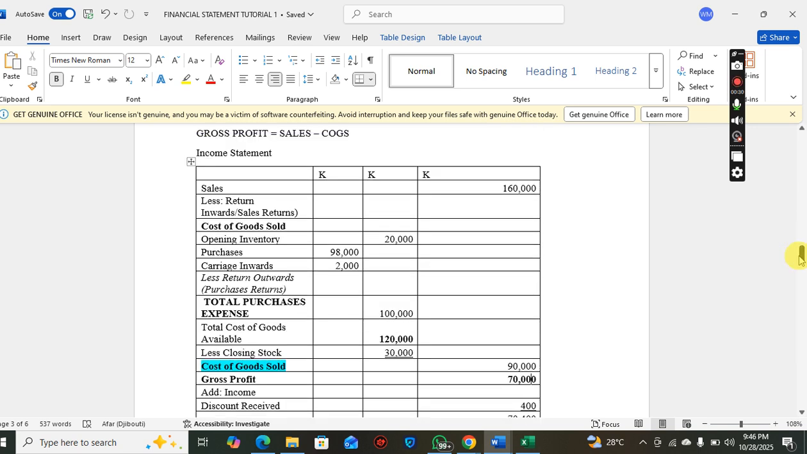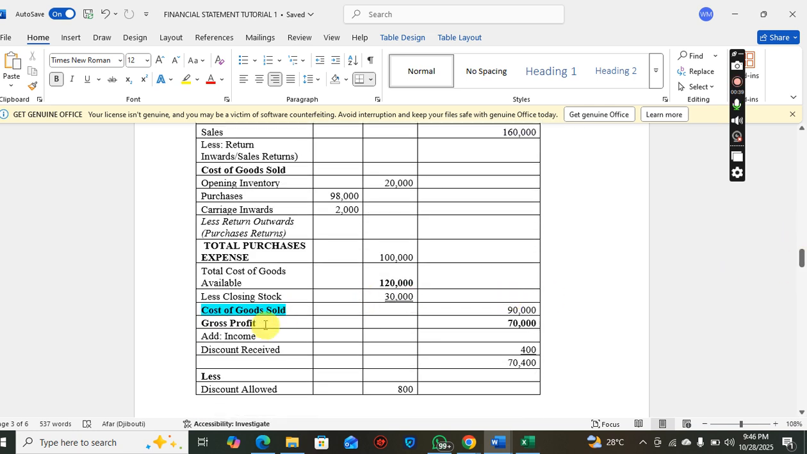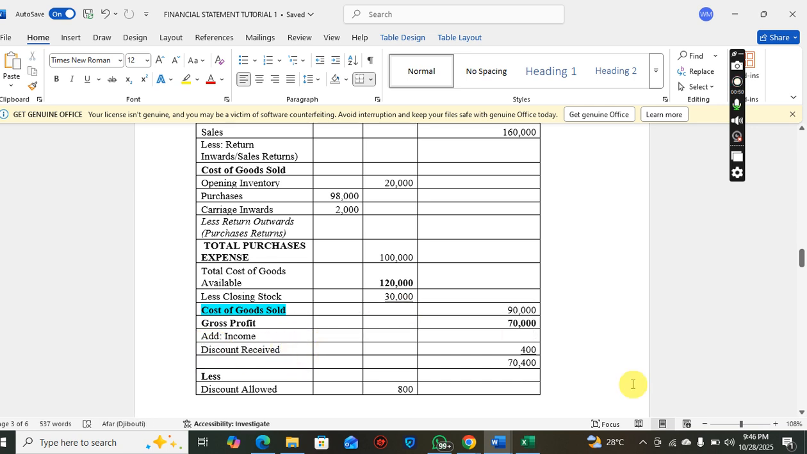All right, yes. So after you've got your gross profit, next thing you need to add any forms of income to the gross profit. All right, so in this question here, the forms of income that we had was discount received. Okay, we're going to add it to the gross profit.